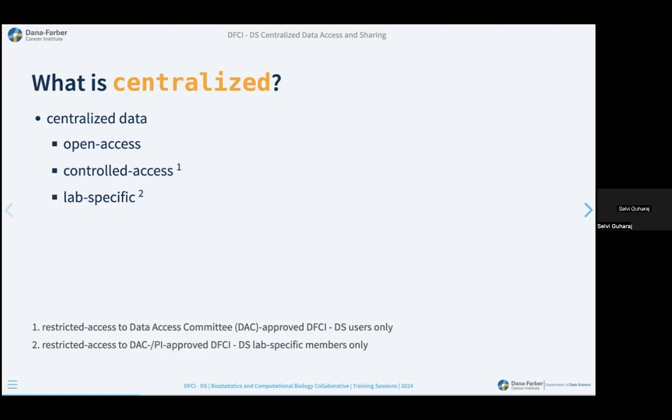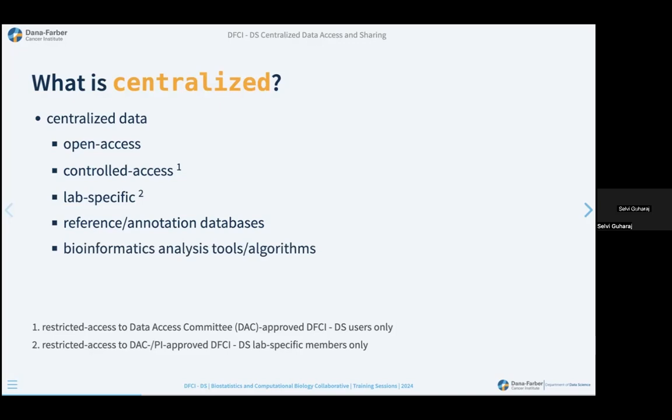Again, it has to be approved by the DAC, and only the DAC approved members or users will get access to that. And we have tons of reference genome assemblies from GenCode, Ensembl, NCBI, UCSC, several more, and the T2T assemblies and annotation databases, gene and reference sequences and things like that, and bioinformatics analysis tools and algorithms.